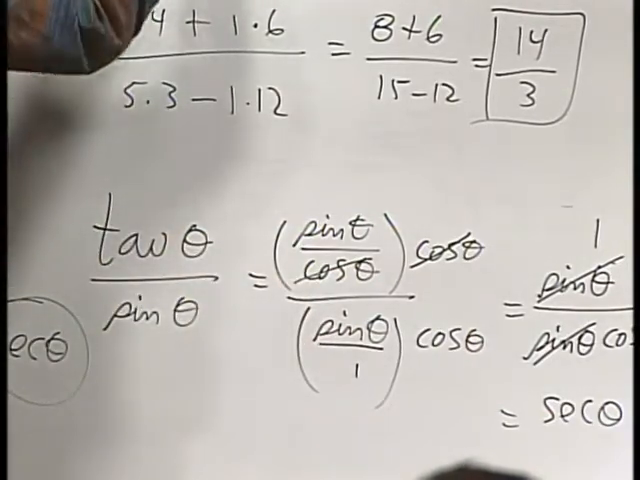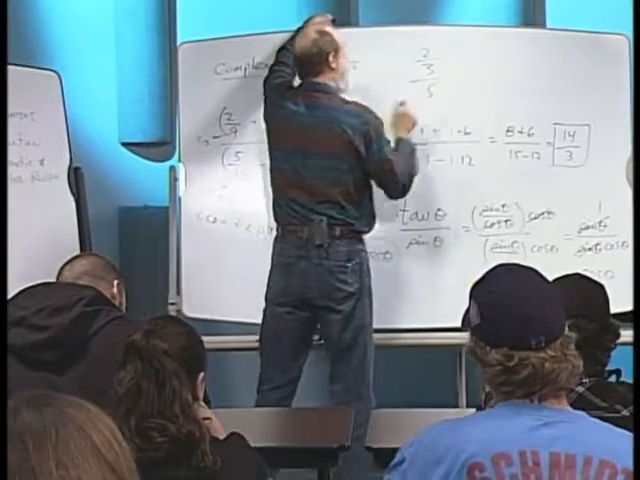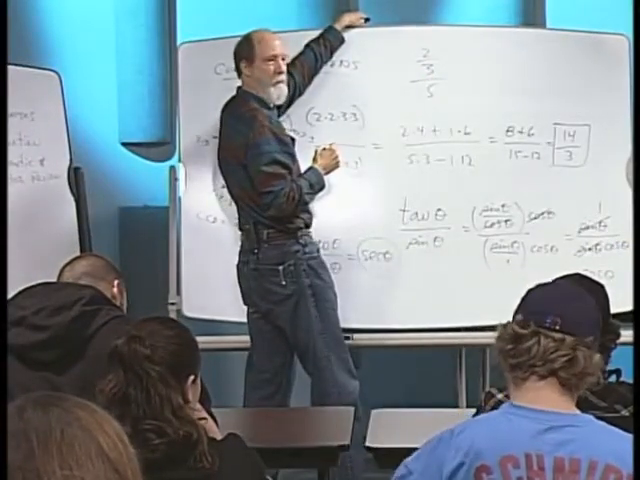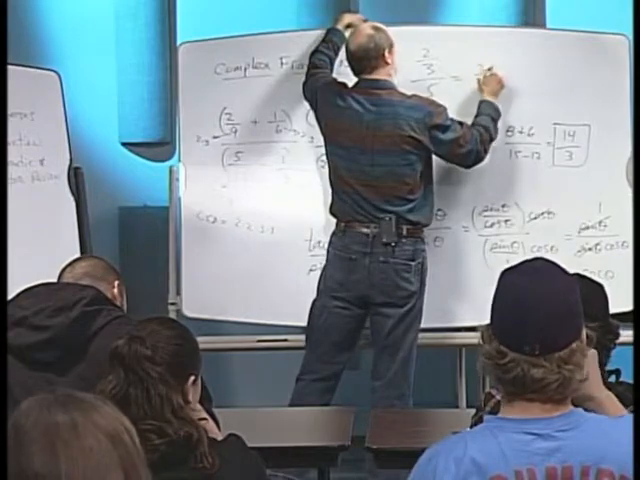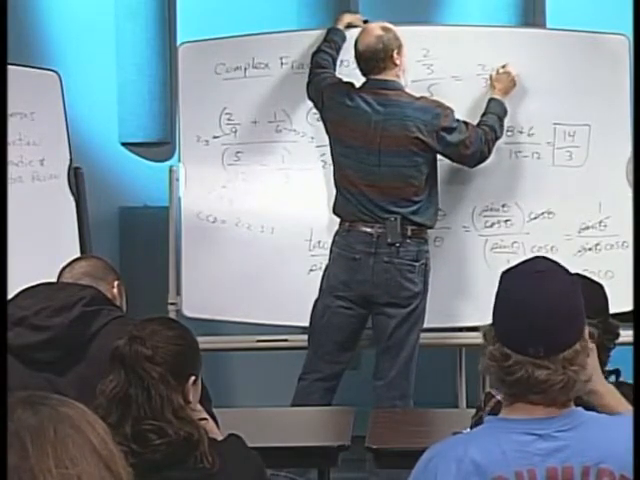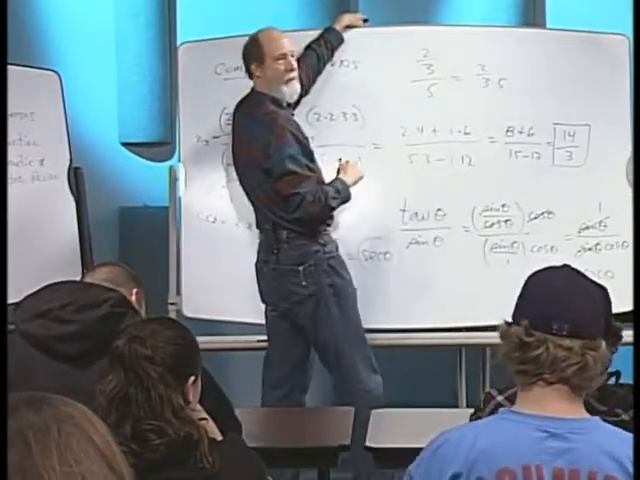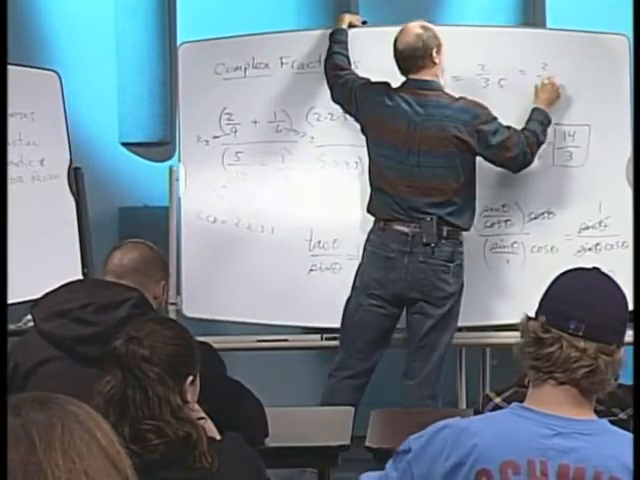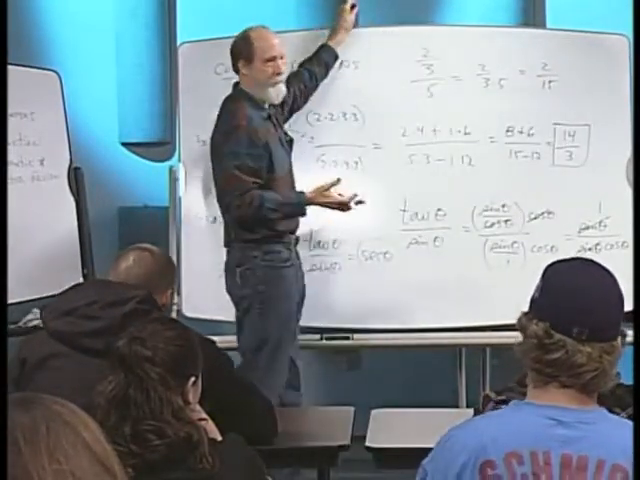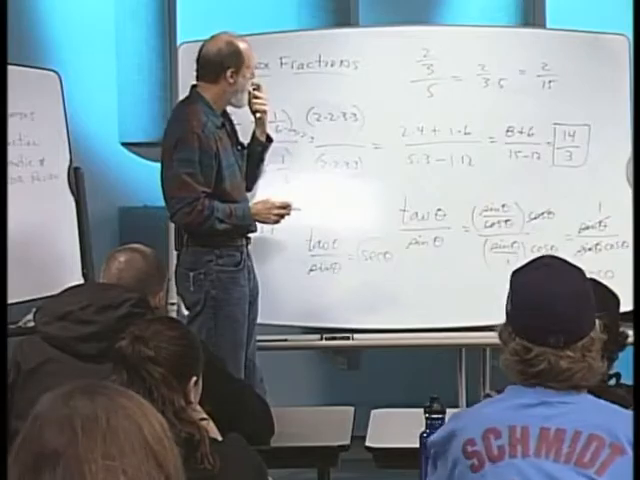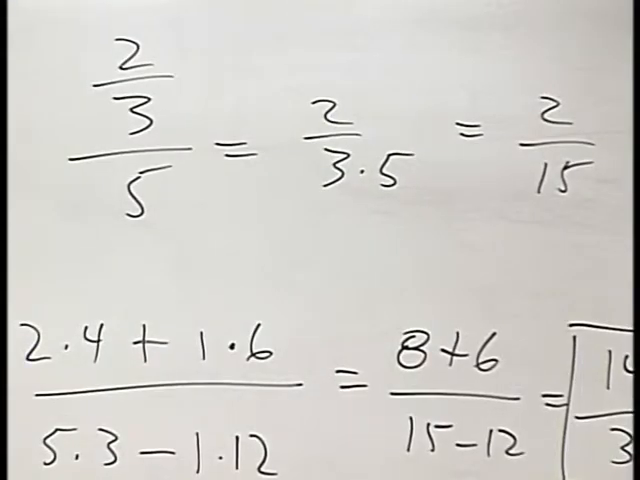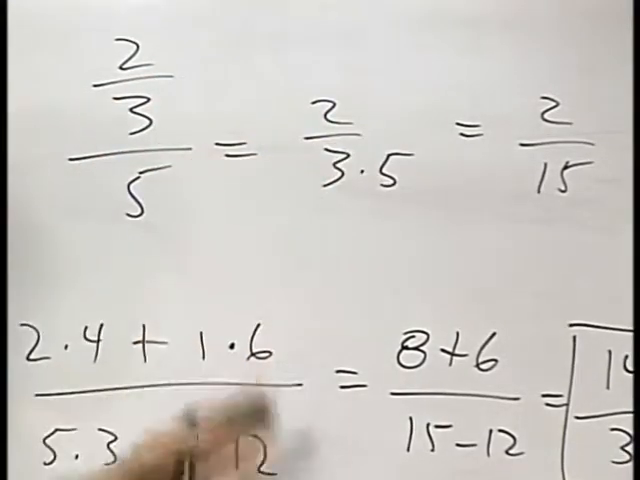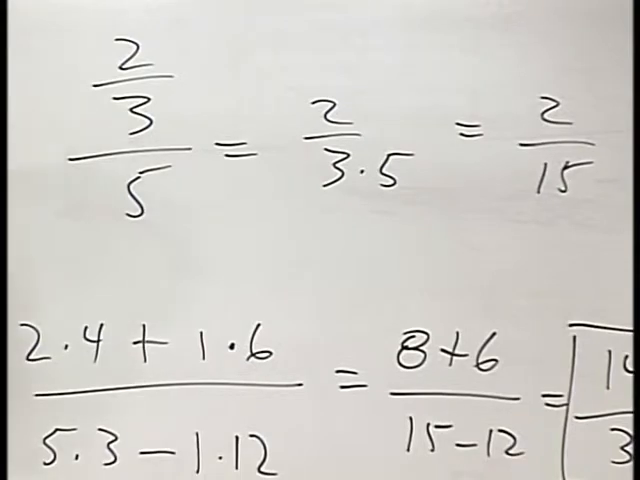What if I had 2/3 over 5? That's 2/3 with a 5 multiplier tossed into the denominator there, 2/15. Okay. The structure there would yield the same result here. This becomes sine theta over sine times cosine. But there's the step to get you there.